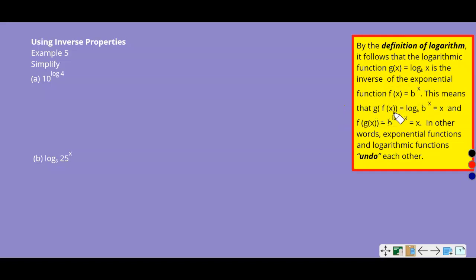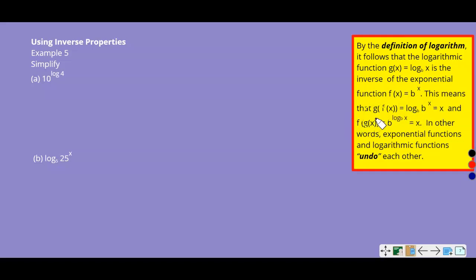This means, this is your composition function, remember, g of f of x equals log base b of b to the x power. So if you substitute the f function into g, you get log base b of b raised to the x power. So this cancels and leaves just x.